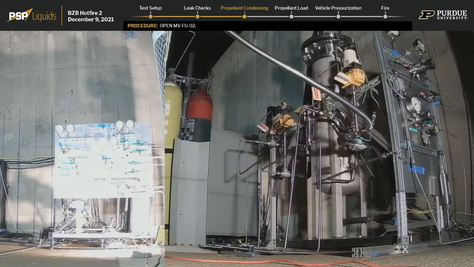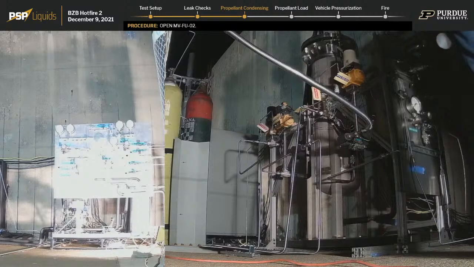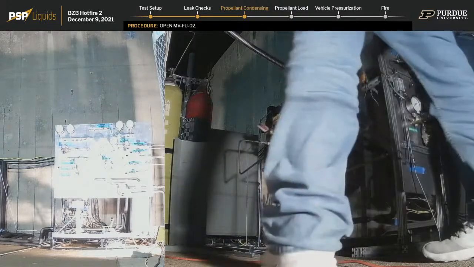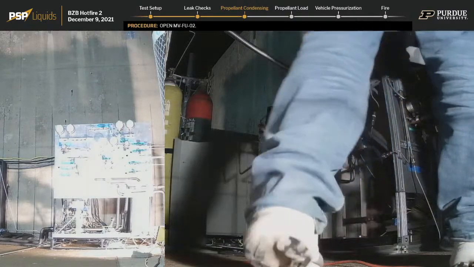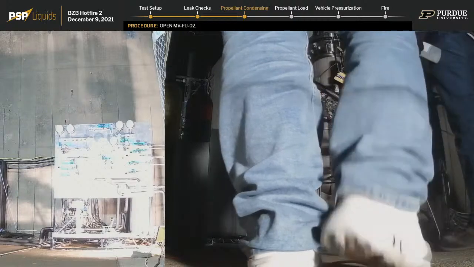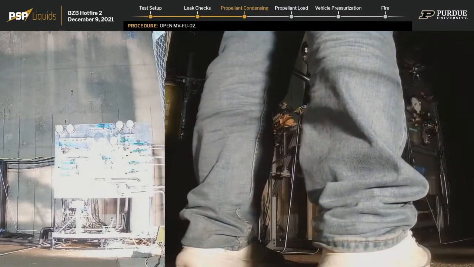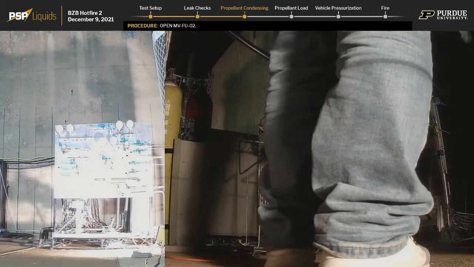Copy. Can you verify PGFU01 reads over 1,000 psi? PGFU01 reads over 2,000 psi. Over. We're going to take a quick break while they begin to read. Copy all. Go ahead and load MRFU01 to 100 psig on PGFU02.